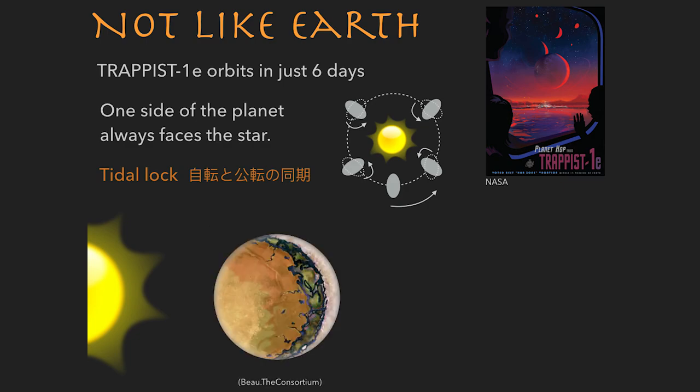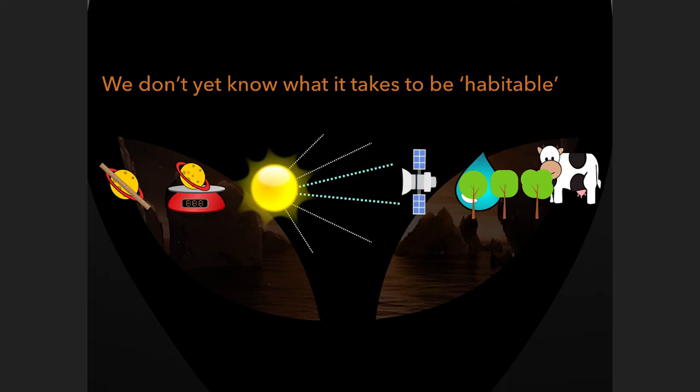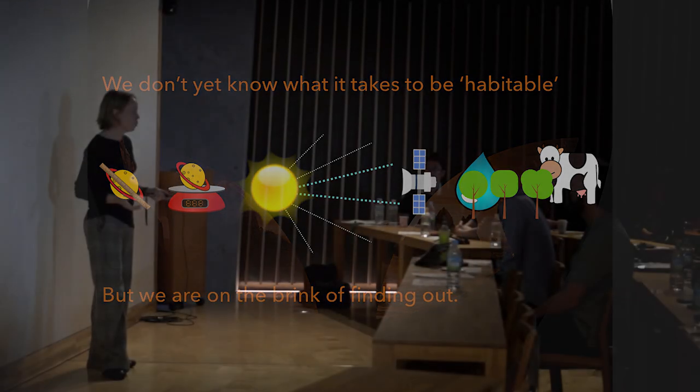Now, if the planet's atmosphere is thick enough, you could have winds that redistributed that heat. And in which case, it might be possible to have this twilight zone between the cold side and the hot side, where liquid water could form, and the star was always on the horizon. So the bottom line is, we don't quite know what it takes to be a habitable planet, because we only have one example. But with future missions and our new telescopes, we're on the brink of finding out a lot more. Thank you.